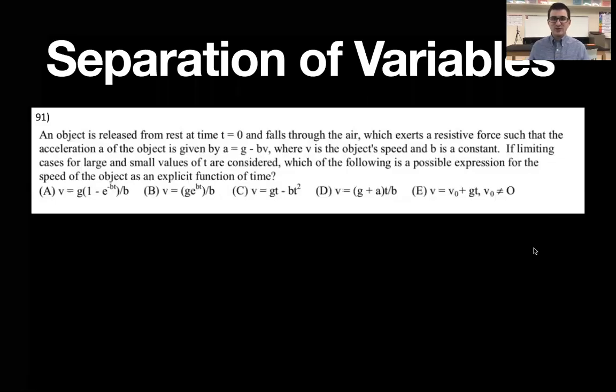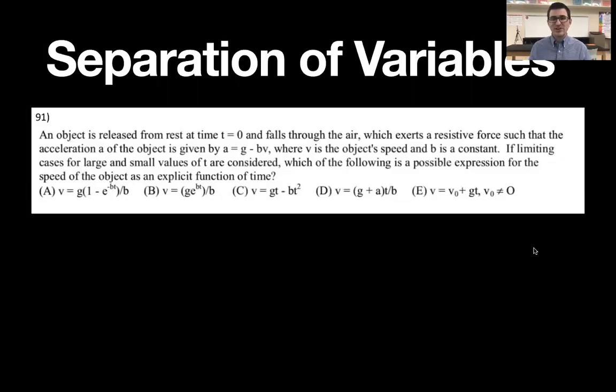So today we're going to look at just one separation of variables question from the packet that we looked at in class today. We remember that there's an object falling and then there's a resistive force, which gives an acceleration equals g minus bv, where v is the velocity and b is a constant. If we look at cases like small and big times, which of the following is a possible expression for the speed of the object? So let's highlight some important words. We have the resistive force, and then we have the acceleration, which is given as this function.